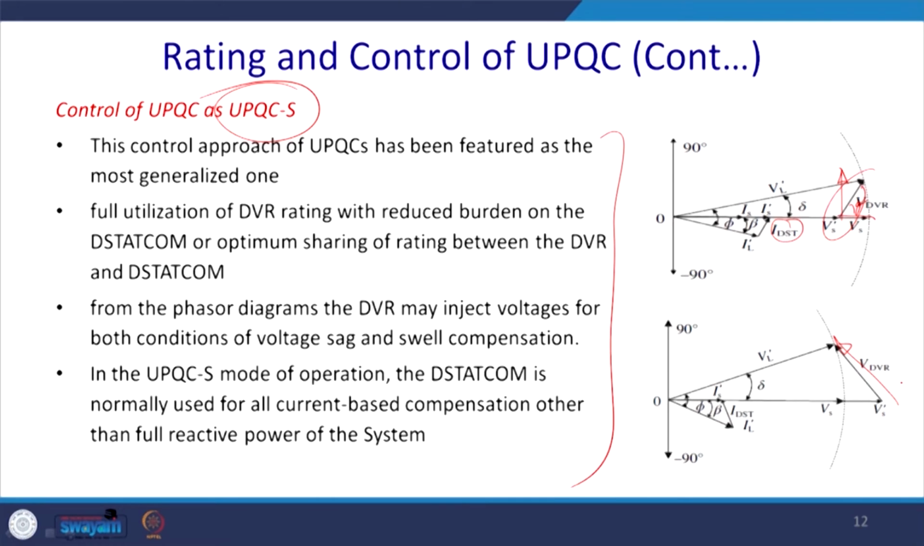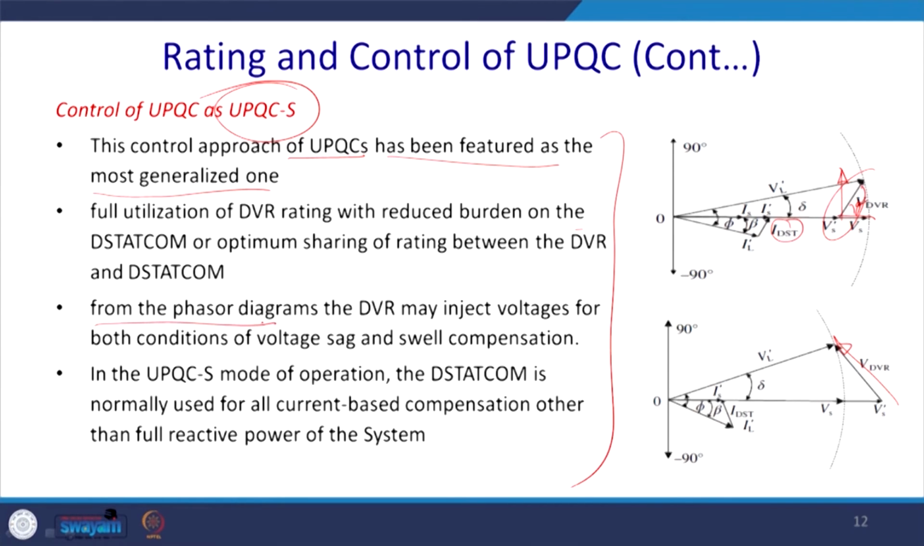So, what we can say here is that this control approach of the power quality conditioner has been featured as the most generalized one. Full utilization of the DVR rating with reduced burden on the D StatCom, or optimum sharing of rating between the DVR and the D StatCom, has been featured in this UPQC S based system.